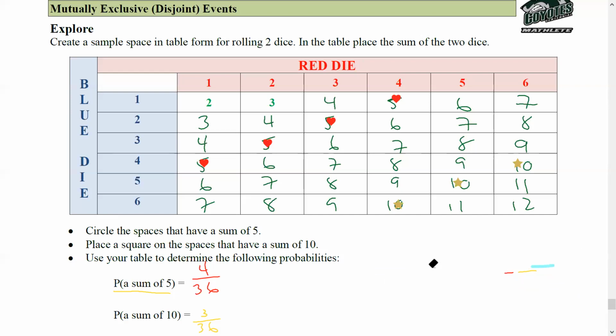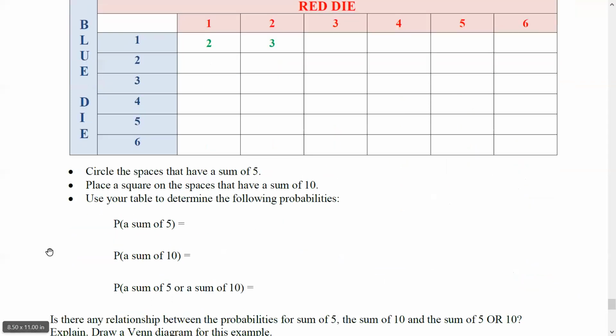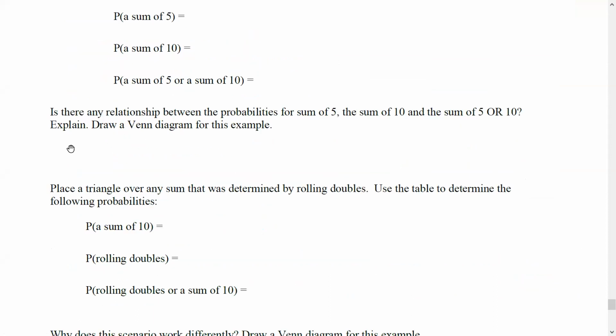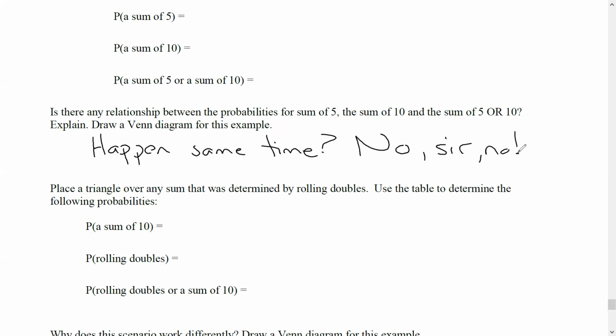Okay. Now what we're going to do is we're going to go on to the next few questions. And the next one starts off the same. It says, let's answer this question here. Is there any relationship between the probabilities for the sum of 5, the sum of 10, and the sum of 5 or 10? Well, really what I'm asking you is, can these two things happen at the same time? Answer is no, sir, no. They can't happen at the same time.